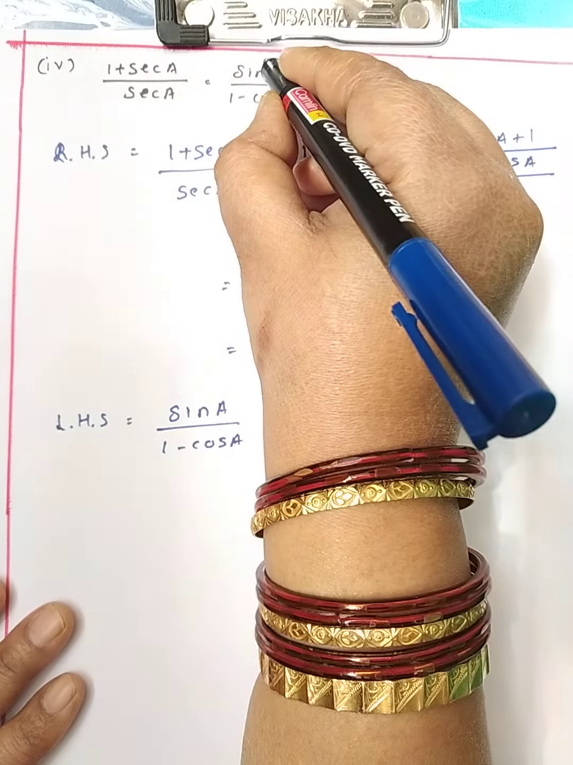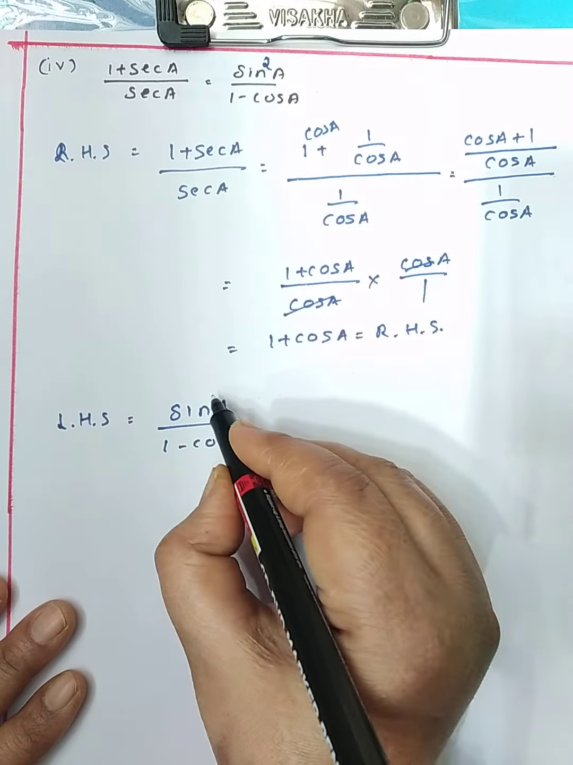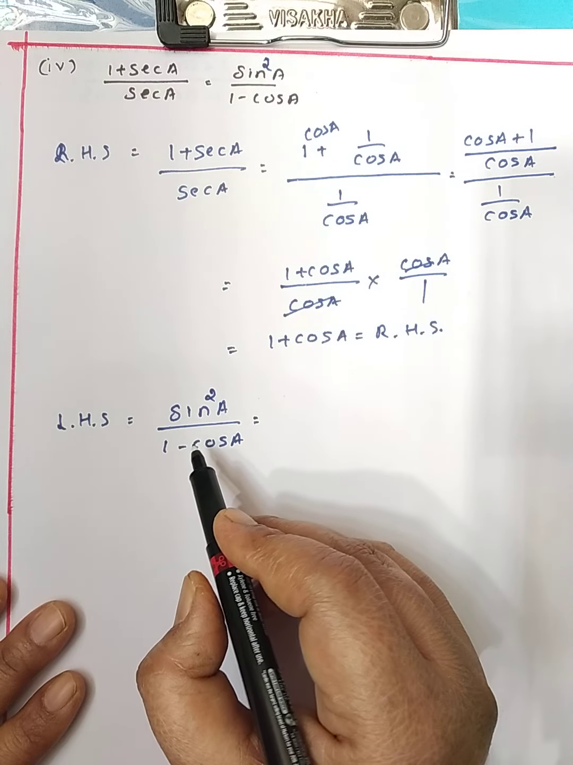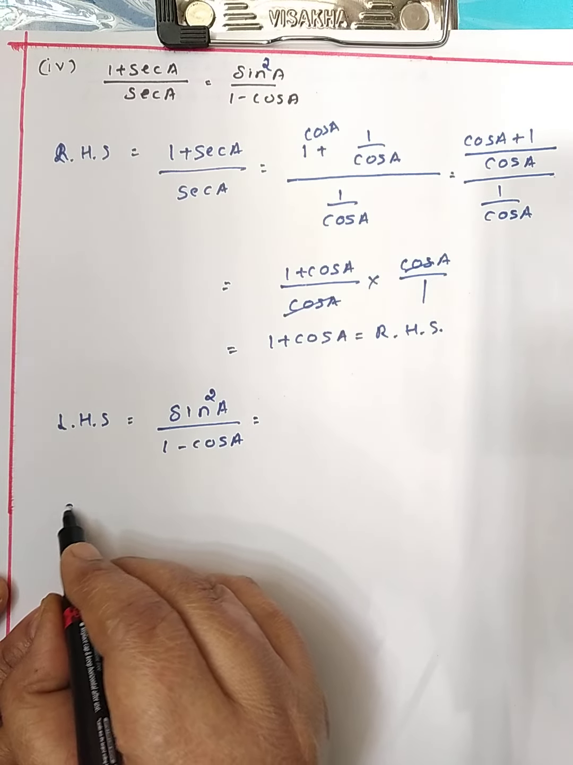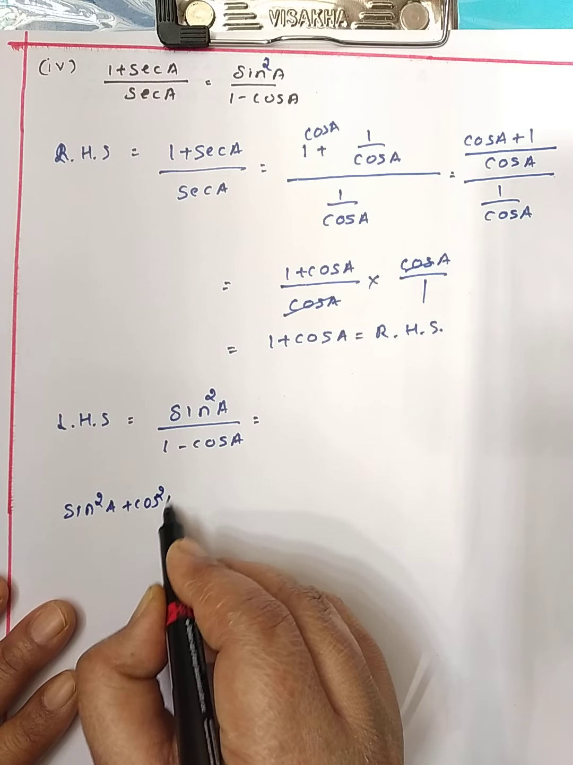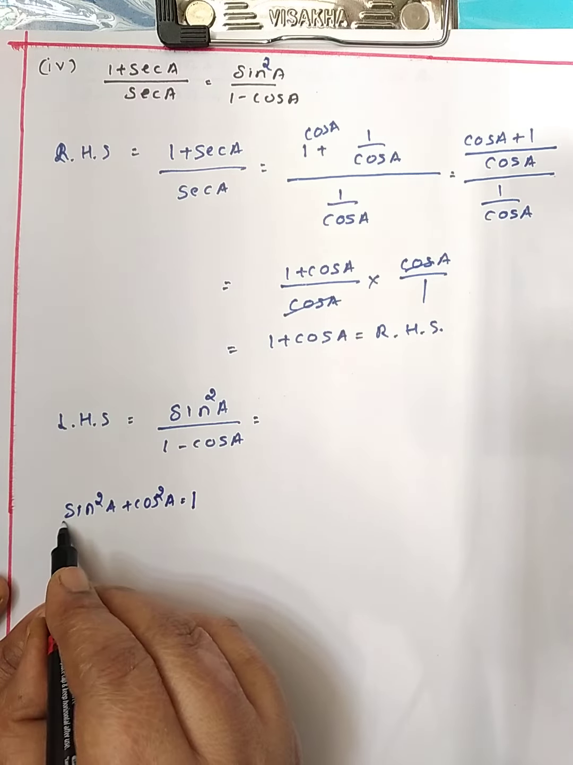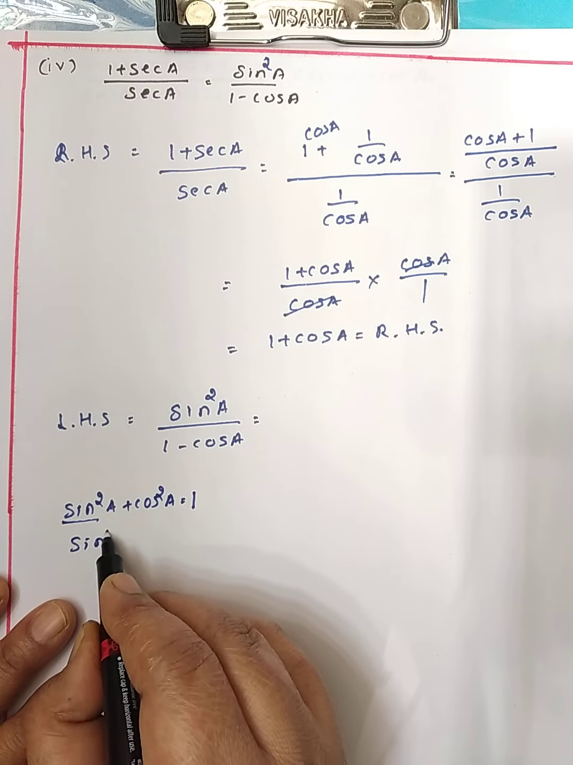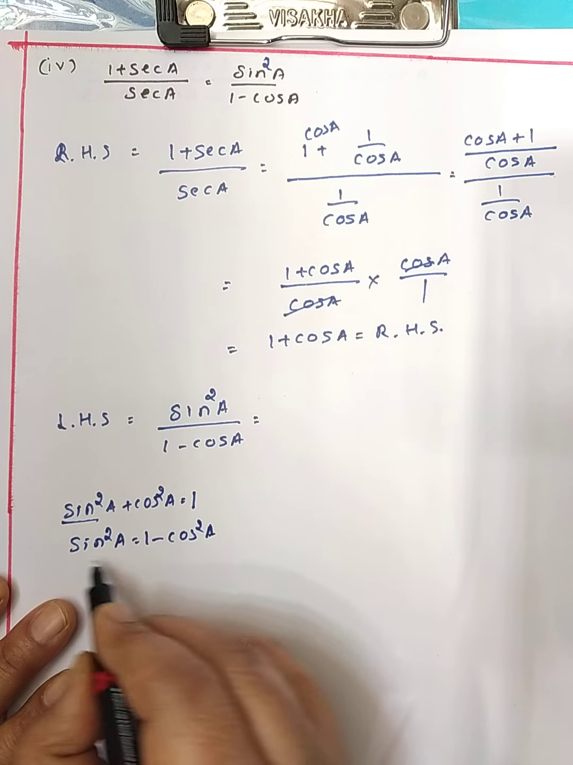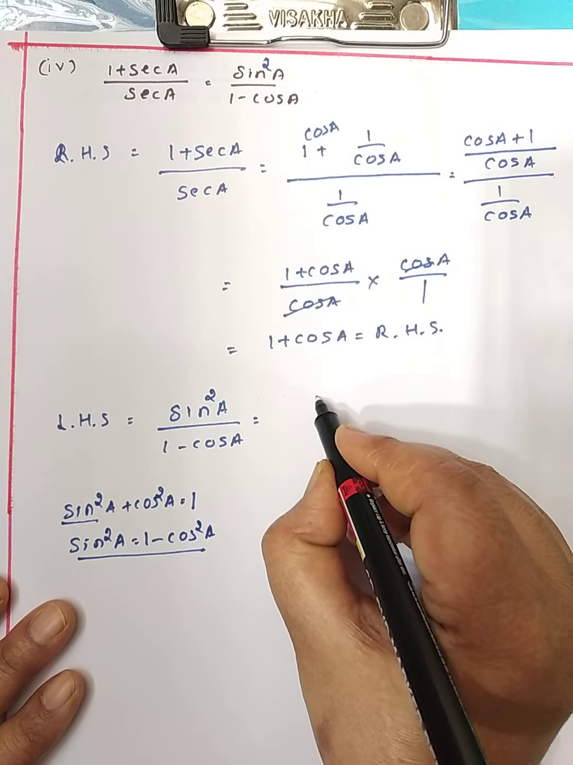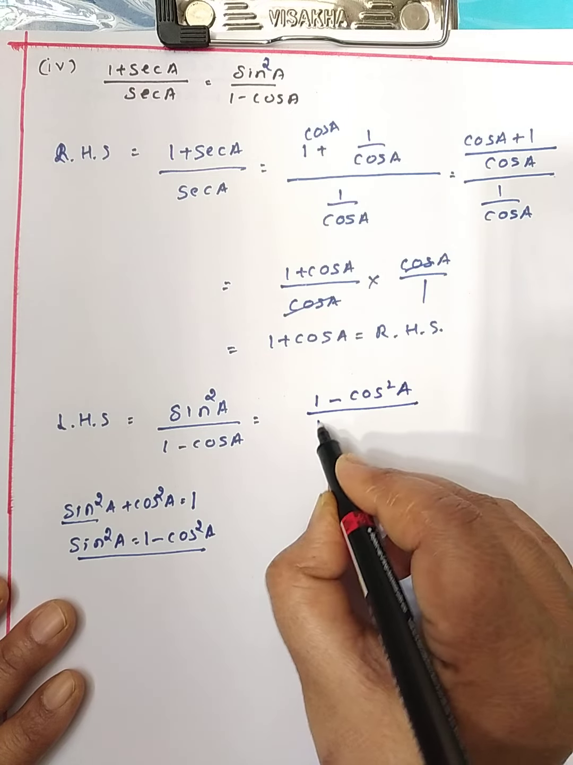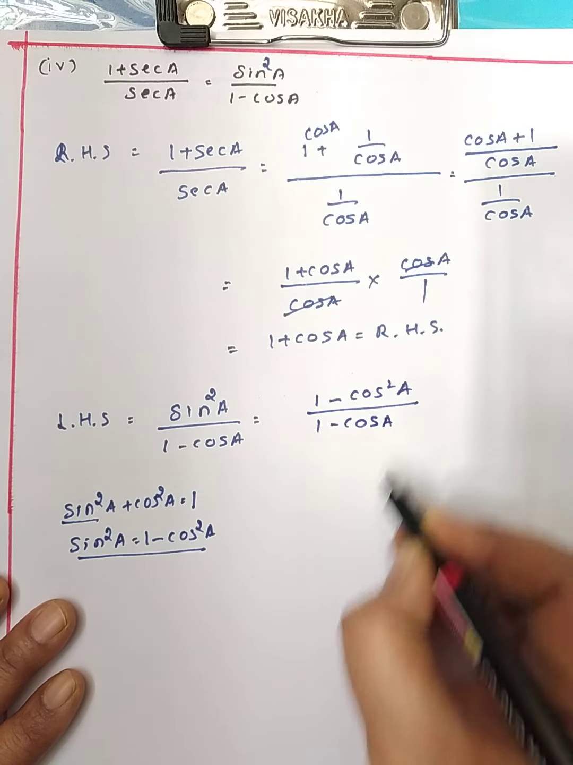Sorry, it is sin square a. It is given sin square a. So we will apply the identity, that is sin square a plus cos square a equal to 1. Sin square a equal to 1 minus cos square a. Therefore write here 1 minus cos square a upon 1 minus cos a.